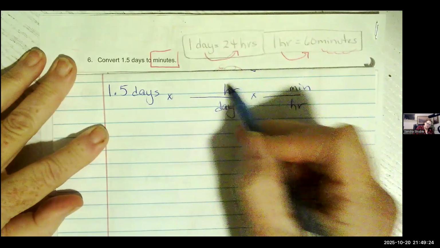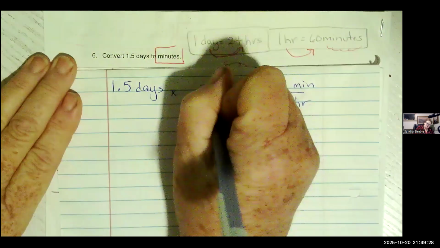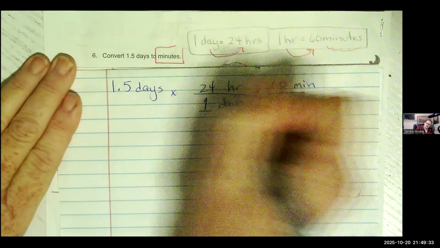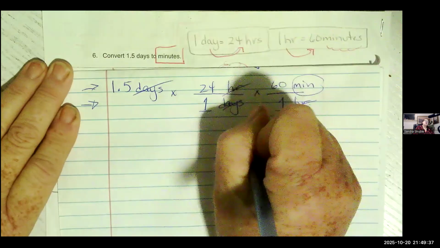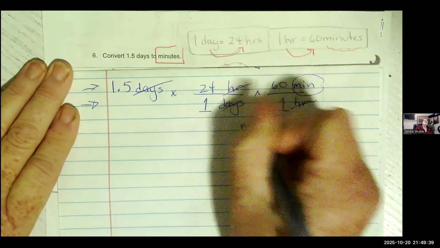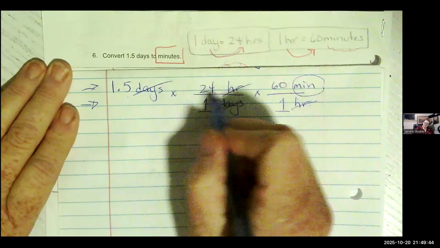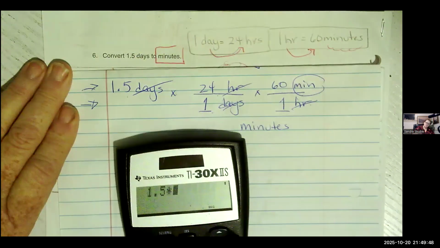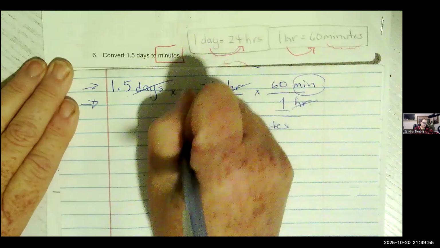Now I just go, well, 1 day has 24 hours and 1 hour has 60 minutes. Multiplying straight across, days are gone, hours are gone, left with minutes. Fantastic. I notice there's only ones in the denominator, so I'm only going to have to multiply here, no dividing. 1.5 times 24 times 60. And those 2,160 minutes are in 1.5 days. All right.